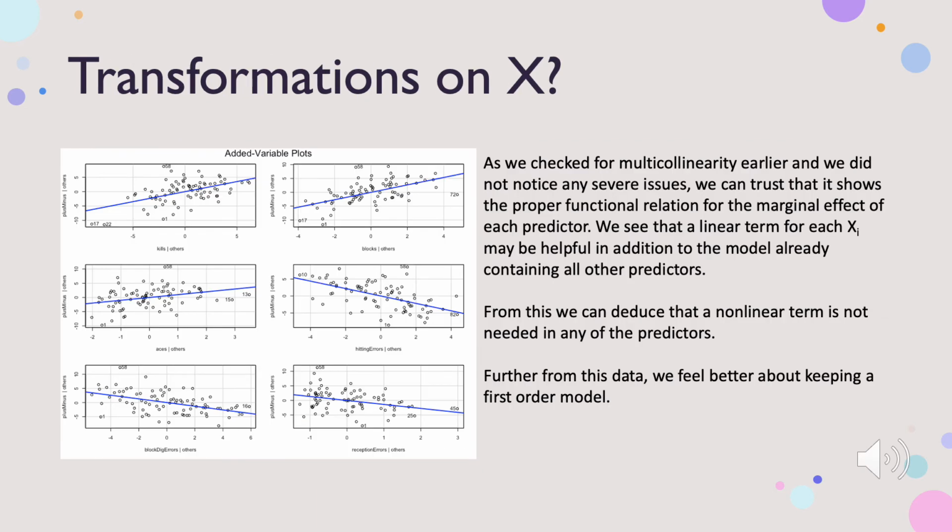Assuming there are no severe issues of multicollinearity, we can trust that the plot on the left shows the proper functional relation for the marginal effect of each predictor. We see that a linear term for each xi may be helpful in addition to the model already containing all their predictors. From this we can deduce that a nonlinear term is not needed in any of the predictors. Further, from this data we feel better about keeping a first-order model.